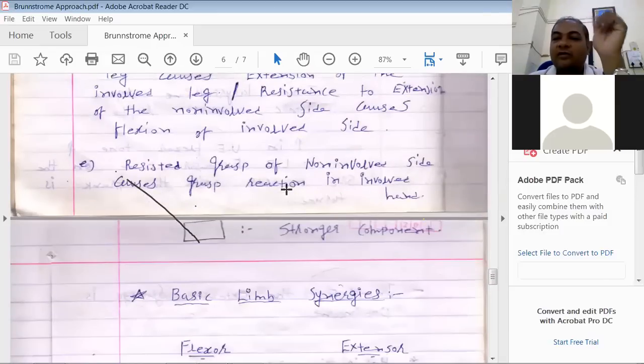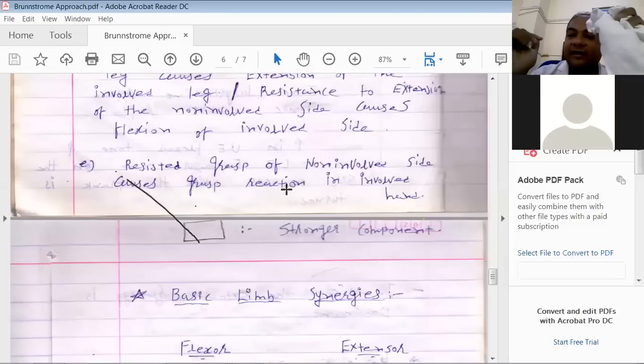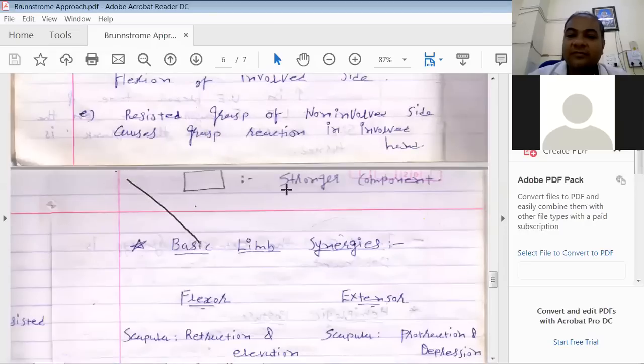This is the uninvolved side, normal. If I'm resisting this part on the uninvolved side, for example, I tell you to grasp this napkin, and produce the resisted grasping of the finger flexion on the uninvolved side. When I'm doing this movement, you automatically produce a grasp reflex on the involved side. That is used to produce a grasp in the affected side. Fine. So this is the part of the associated reactions.